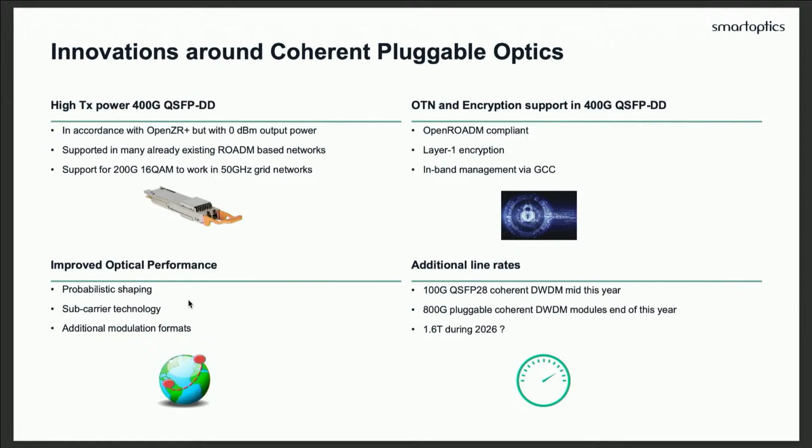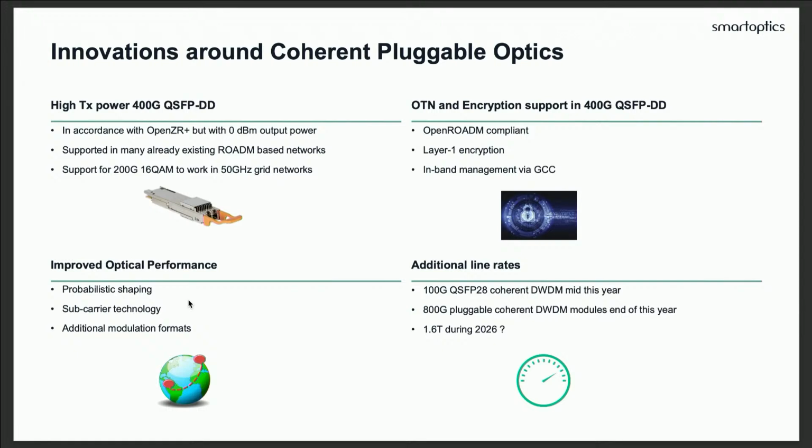And with enhanced DSP technology, there will also be new modulation formats coming up, like probabilistic shaping to optimize a modulated signal for certain applications, and subcarrier technology, so transmitting multiple carriers in the same DWDM channel to increase bandwidth or to optimize performance for longer distances. And what we are seeing right now is that 800 gig pluggable coherent optics will come probably end of this year.